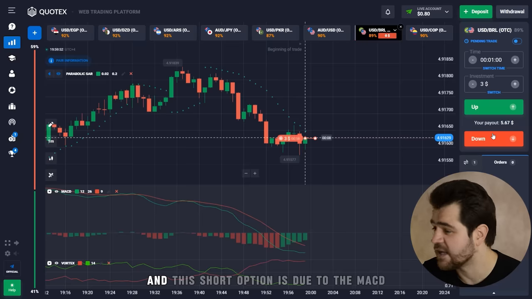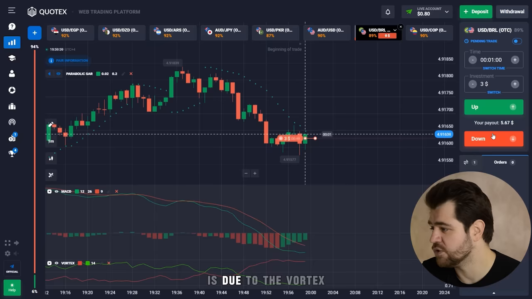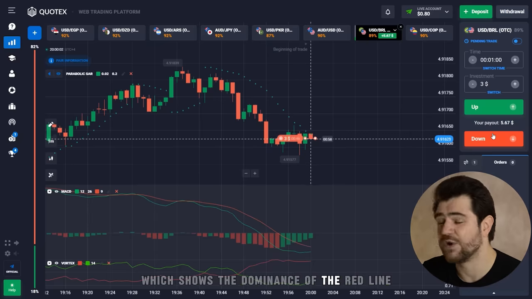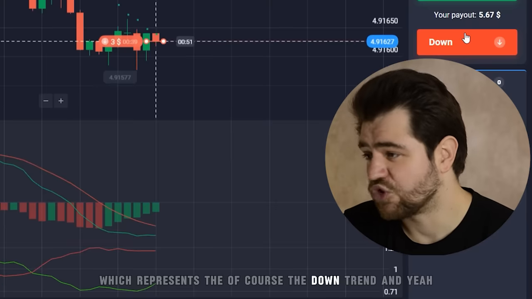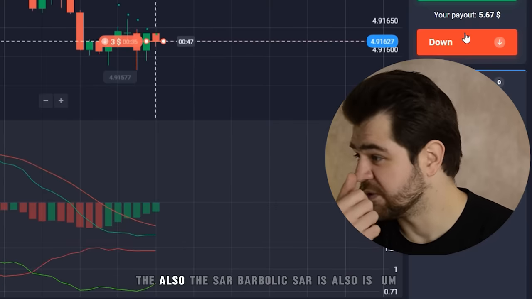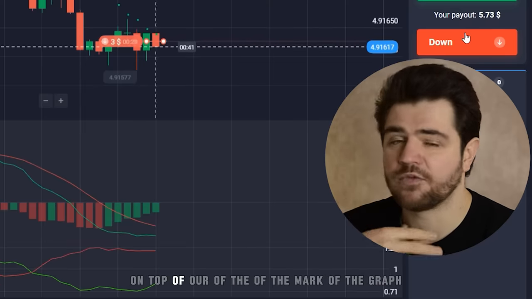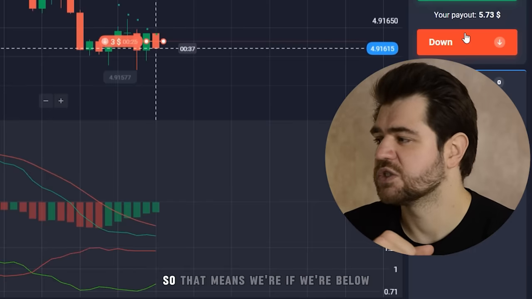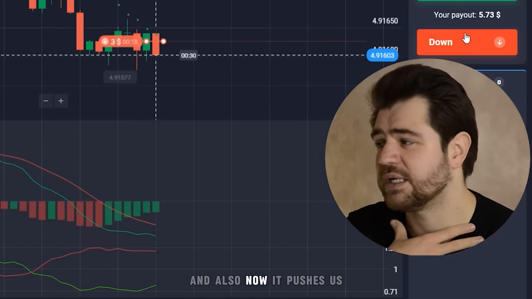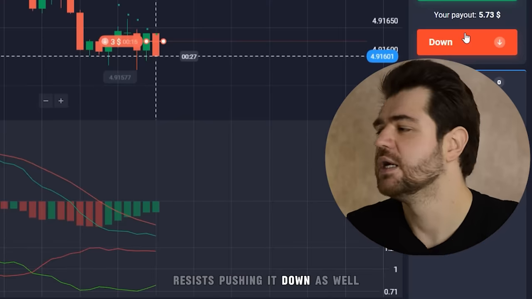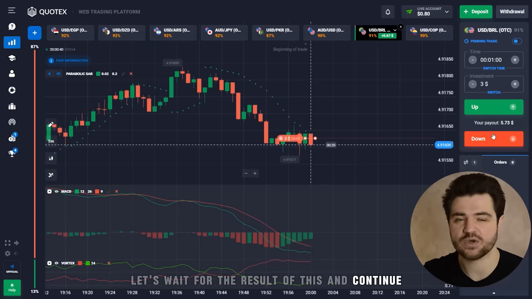And this short option is due to the MACD, due to the Vortex, which shows the dominance of the red line, which of course represents the downtrend. Also the Parabolic SAR is on top of the graph. So that means if we're below, we're in kind of a bearish mood. And it also resists pushing us down, so it's kind of a resistance point for us as well. But let's wait for the result of this and continue.